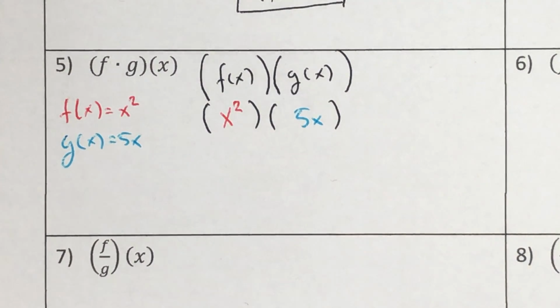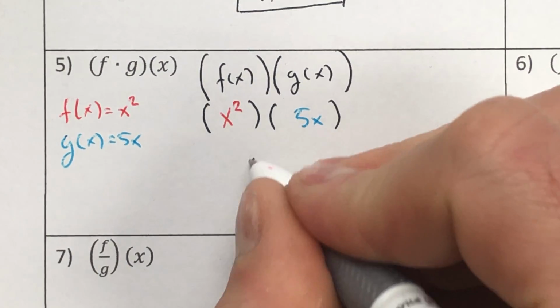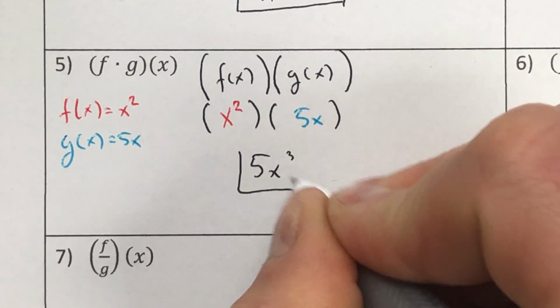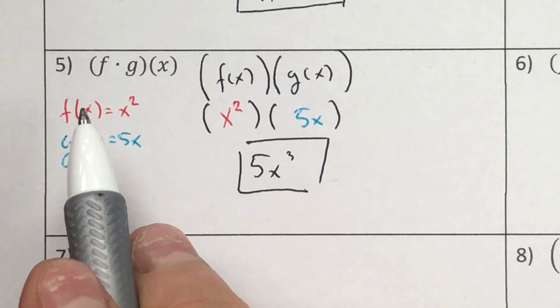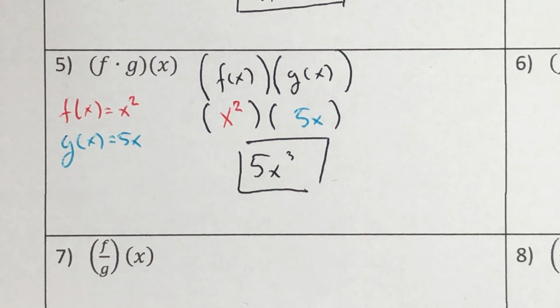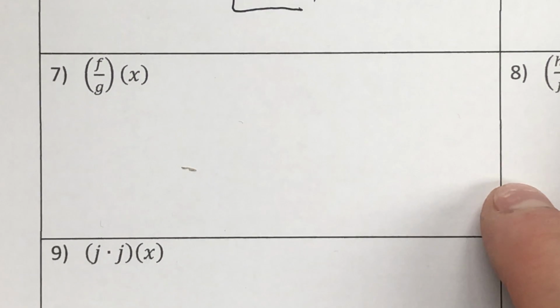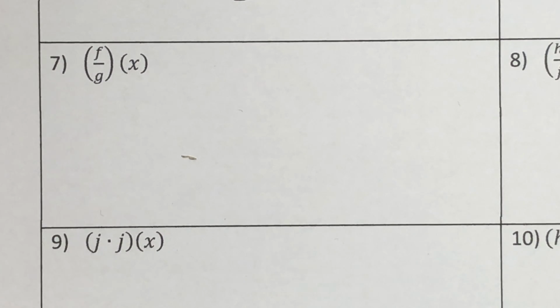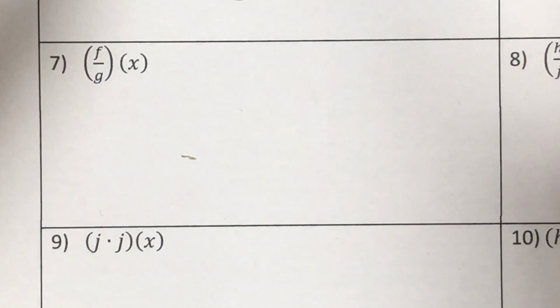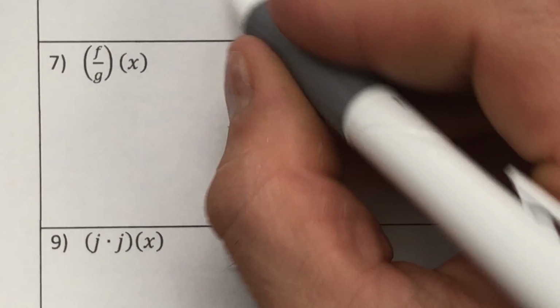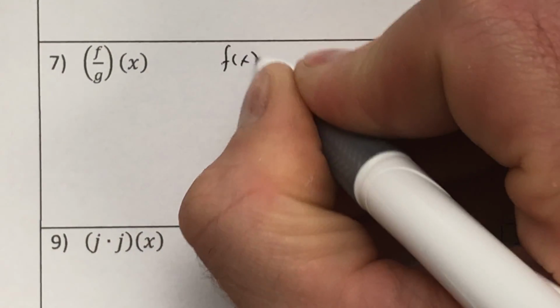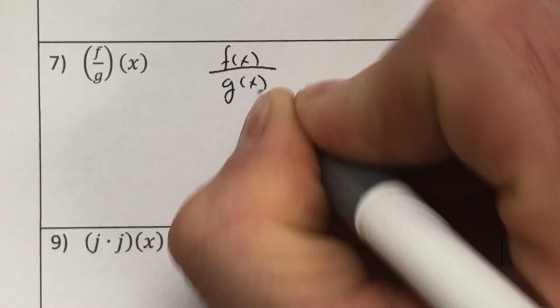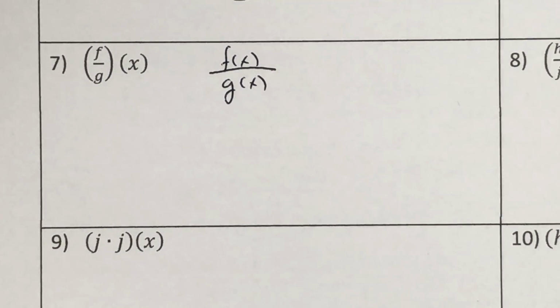Now in this case, it's just one step. 5x times x squared is going to give us 5x cubed. And so that is defined as f times g of x. I can take those same two functions and divide. I can say, okay, f divided by g of x, that's quite literally telling us to take f of x and divide it by g of x into a rational function there.